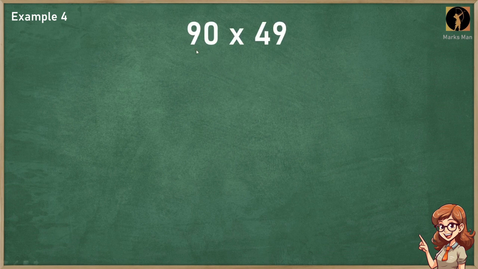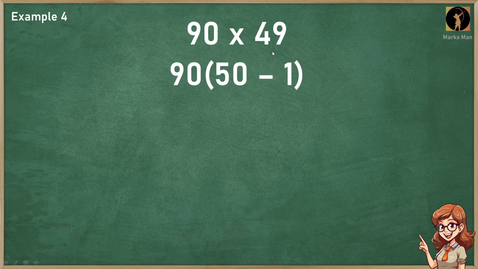So we have one number that has 0 at the end and another number that has 9 at the end. So, like what we did earlier, you need to separate 49 into 50 minus 1 so that you can multiply it easily. Next, you need to distribute the number outside the parentheses to the numbers inside the parentheses.